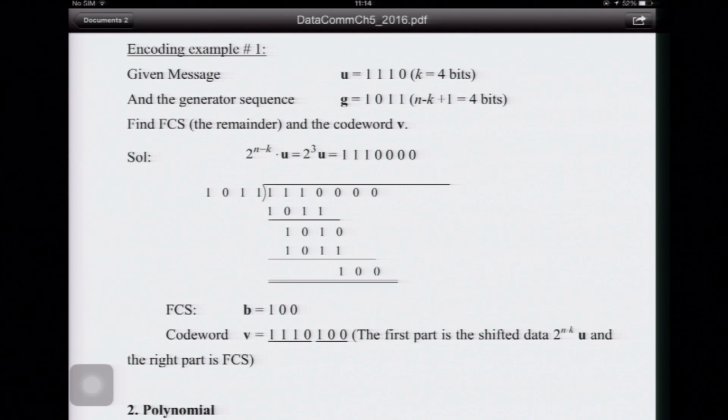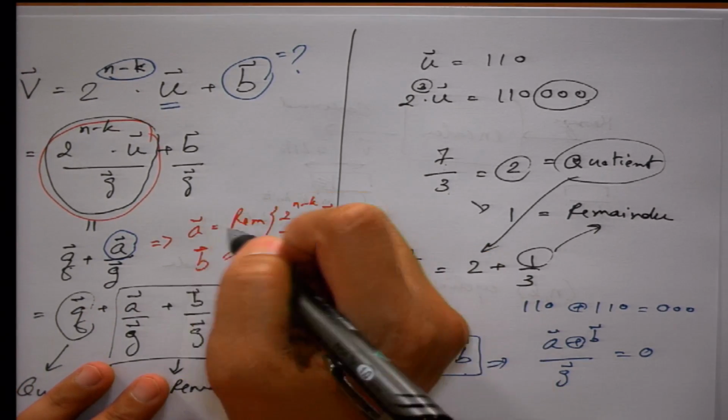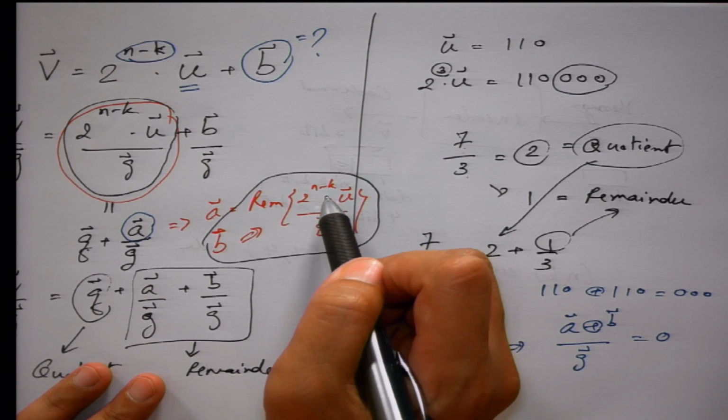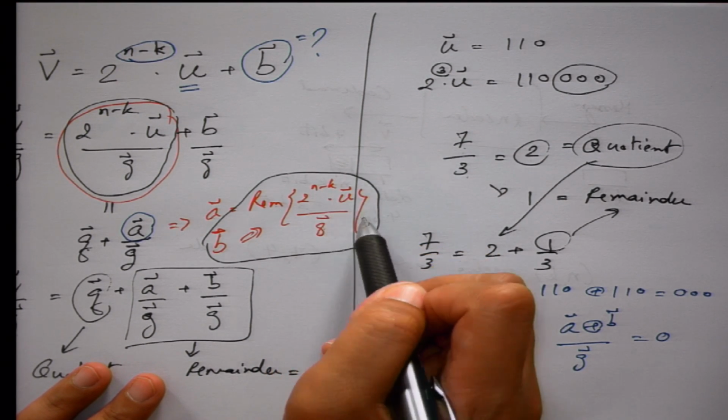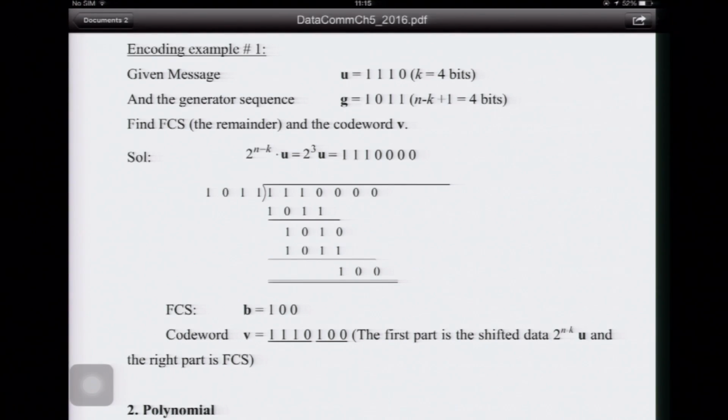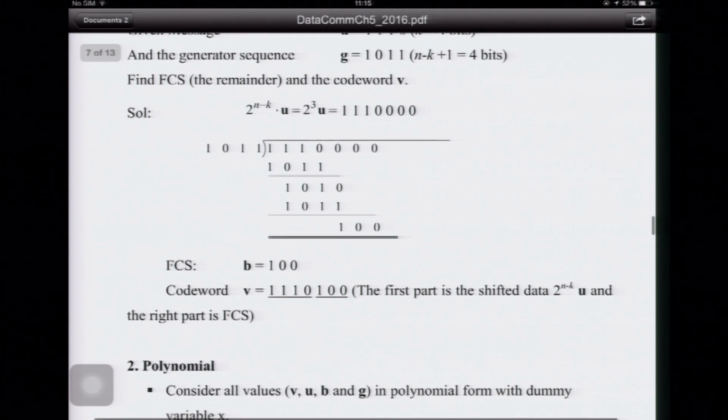So to find the remainder, first you have to shift the U, because you have to find the check sequence. The remainder of, now n minus k equal to 3, so 2 cubed multiplied by U, and then divided by G. When you multiply 2 cubed by U, you get 1110, and you add another 3 zeros. So you have 1110 and then 000.